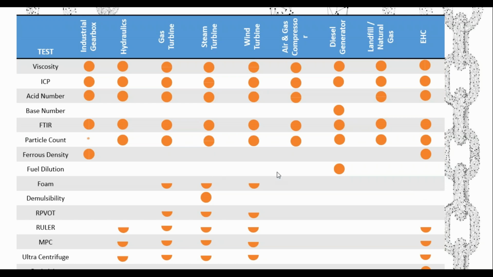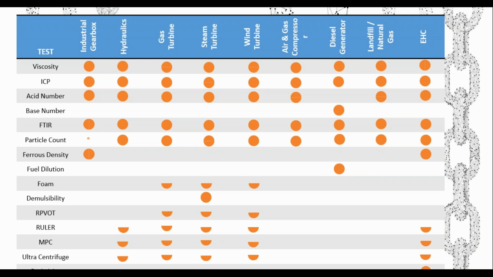When we talk about certain types of equipment, like a gearbox, hydraulics, gas turbines, compressors, you're going to notice some similarities between all of these, such as viscosity, which is one of the most important properties in a lubricant. So you're going to see we want to test that for everything. ICP is also a very useful, very popular tool because it gives you a really good assessment of your overall machine health, your lubricant health, and any contamination that's present.